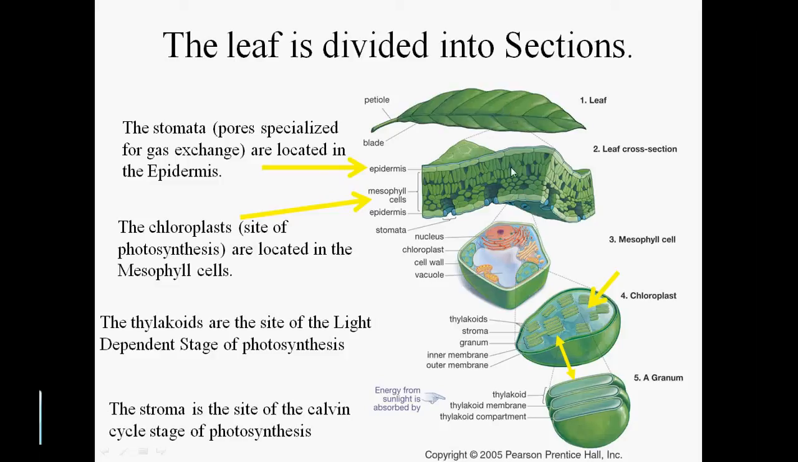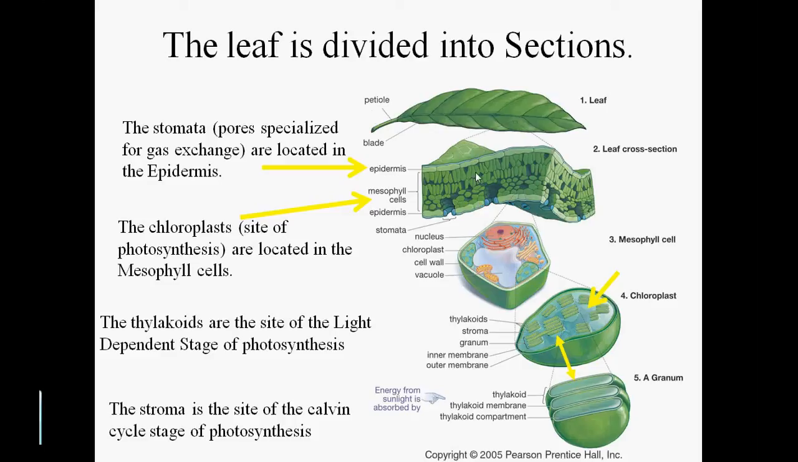Now if you take a cross section of this leaf, this is what you're going to come out with. It kind of resembles a sandwich. You have your bread on top and your bread on bottom, which is your epidermis. In the middle you have the meat, or your mesophyll cells. The chloroplasts are located in the mesophyll cells, and these are the actual sites of photosynthesis. Then you have your thylakoids, which are located in your chloroplast.